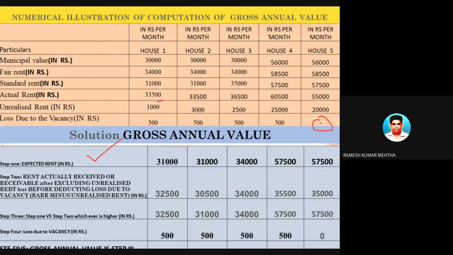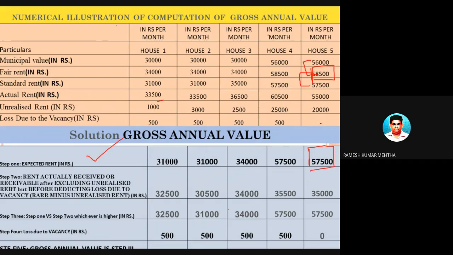Expected rent is nothing but fair rent versus municipal valuation, whichever is highest. So among these two, whichever is highest is 58,500. Compare this one with standard rent, whichever is lowest is the expected rent or reasonable expected rent, which is 57,500. Step number 1 is over.